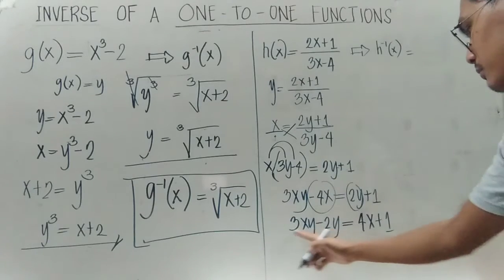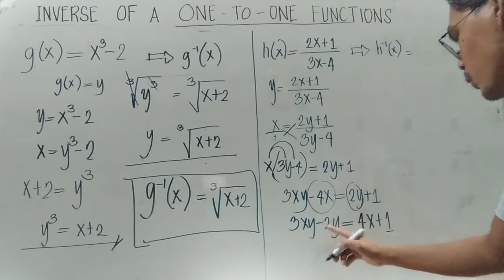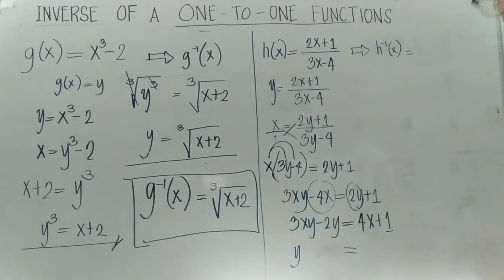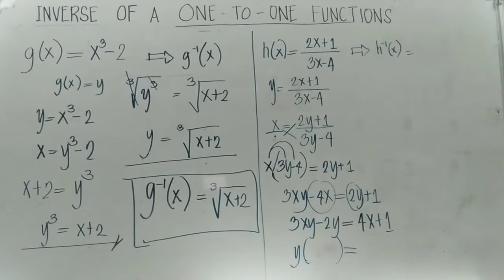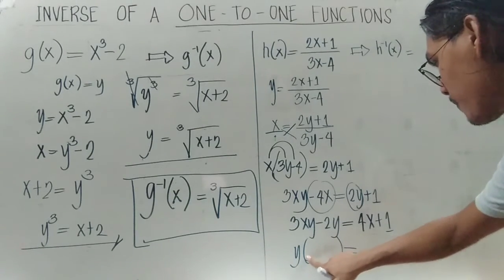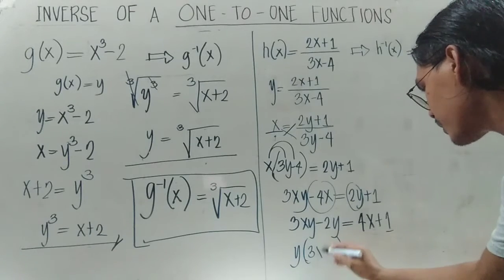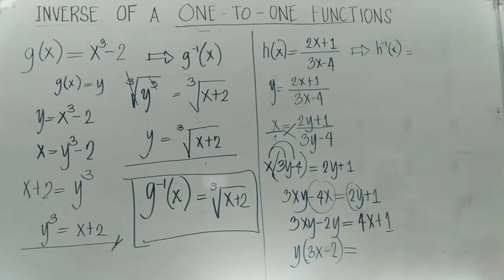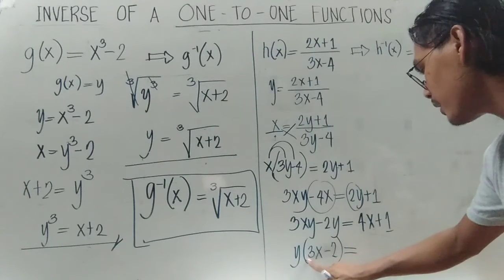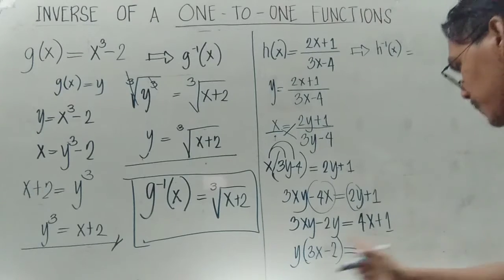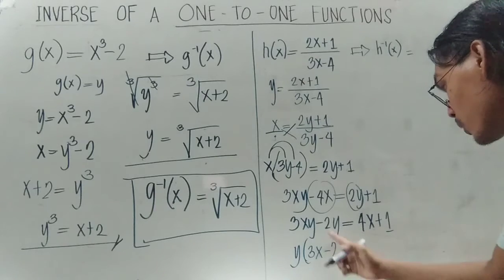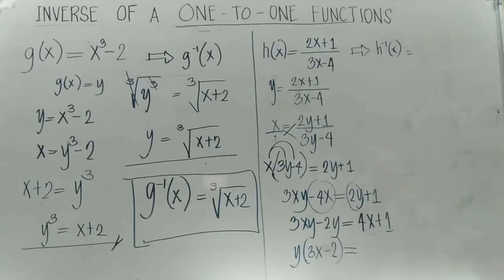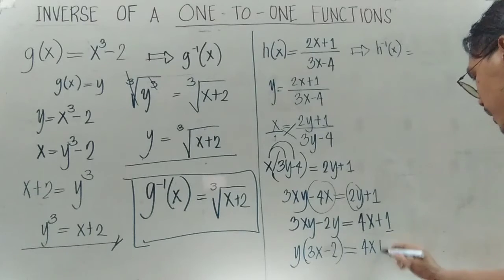Then continuing, we have to get the common factor between 3xy minus 2y. So the common factor is y. After taking out the common factor, what will be the remaining? So we have 3x minus 2. If you have to check it, just multiply it using the distributive property of multiplication. So y times 3x is 3xy. Then y times negative 2 is negative 2y. Okay? Then copy 4x plus 1.